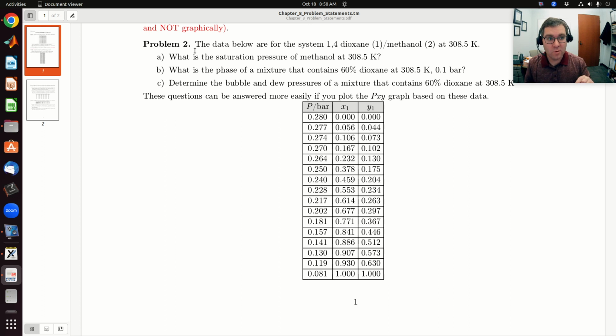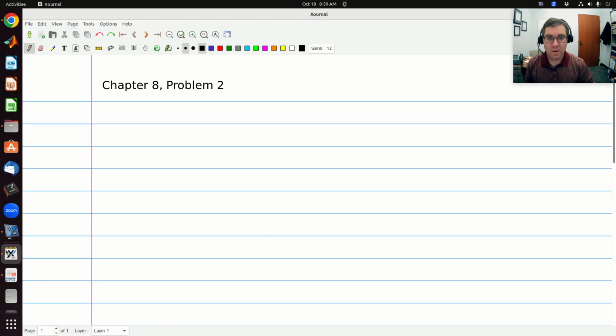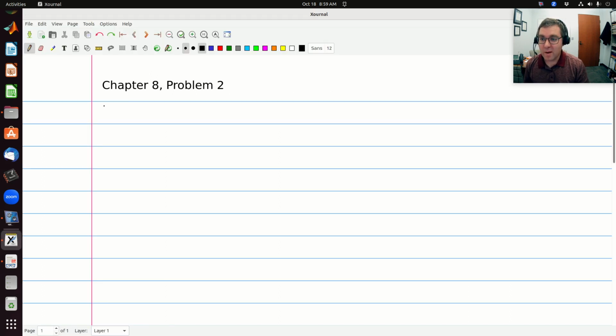The first thing I'm going to do is sketch out my PXY phase diagram for an ideal system, so that I can look at the data in the context of my graph. Then I'm going to use that graph to help me set up and solve my problems. Remember, it doesn't matter how well you can draw your PXY phase diagram or how nice of a picture you can draw. My picture on my tablet is going to be even worse than my picture on the board.